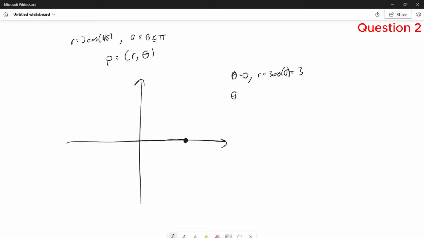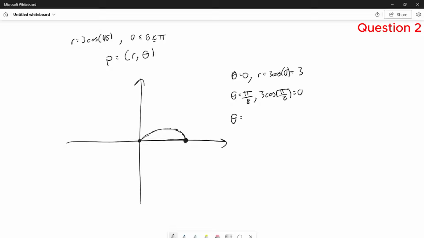So our next angle is theta equals pi over 8. That results in 3 cosine of pi over 2, and that's equal to 0. So our next point would be at the origin. I'm just going to quickly draw this out. It would look something like this.